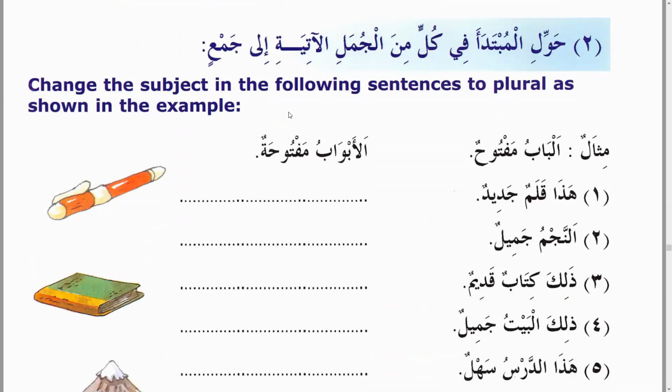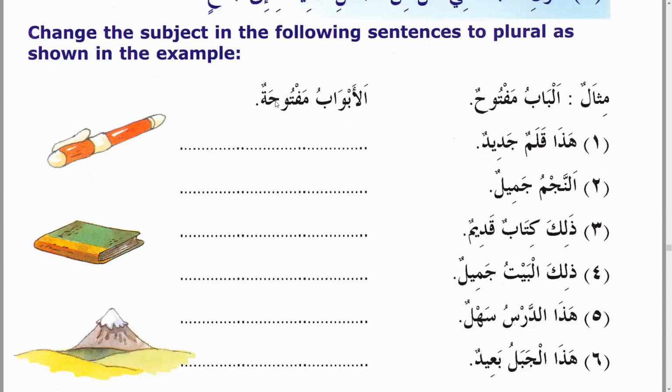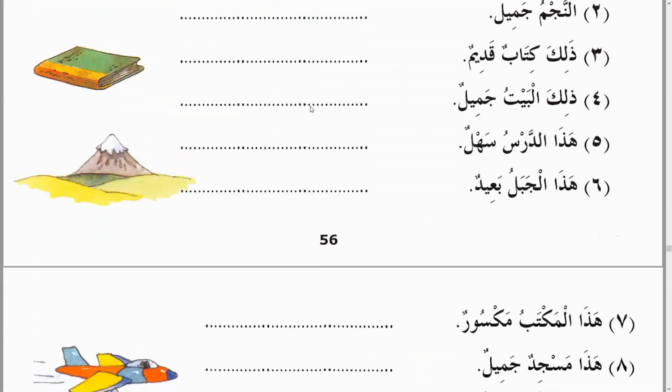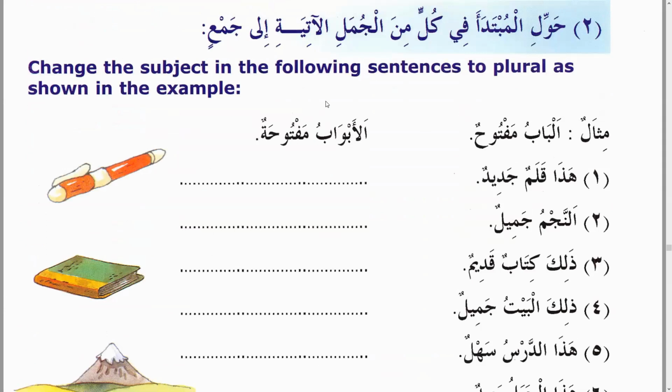Then we have the next exercise. Change the subject in the following sentences to plural as shown in the example. We have to change the subjects into plurals. Like for example, al-babu maftuhun. So we have to say al-bab, the plural is al-abwabu maftuhatun. We have to use the feminine because kullu jama muannas. Kullu jama li ghayr aqil muannas.